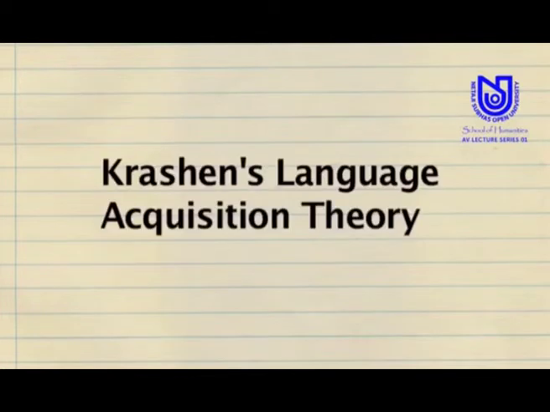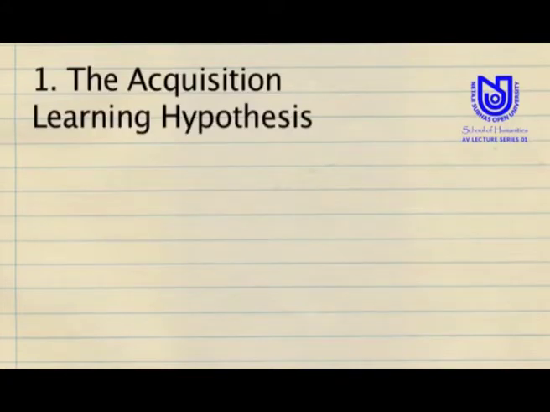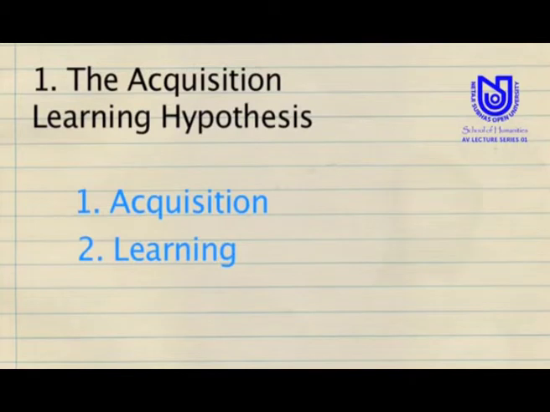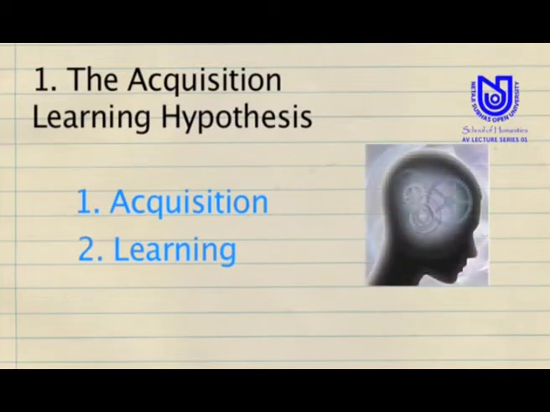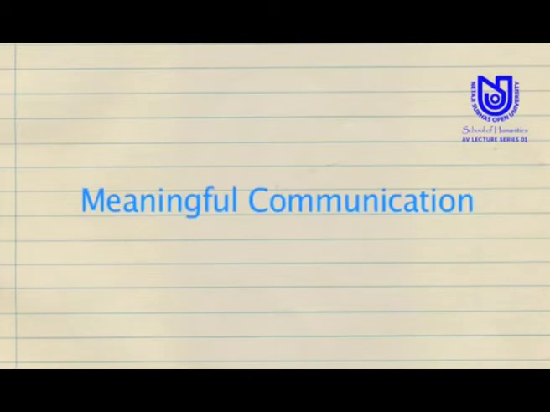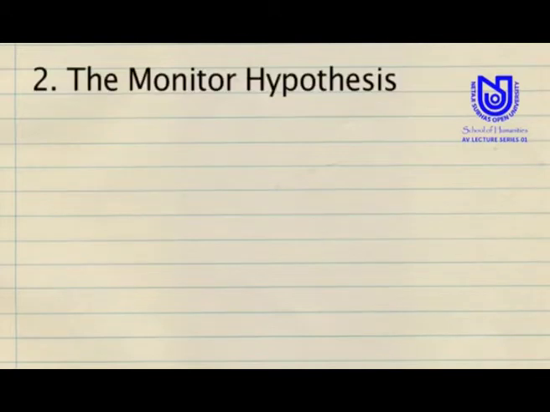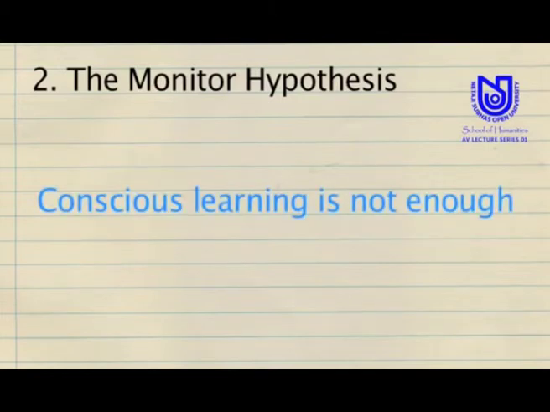Krashen language acquisition theory. The natural approach is based on Krashen language acquisition theory. Principal tenets of this theory are the following. The acquisition-learning hypothesis. There are two distinctive ways of developing competence in a second language: acquisition and learning. Acquisition is an unconscious process that involves the naturalistic development of language proficiency through understanding and using language for meaningful communication. The monitor hypothesis. Conscious learning can function only as a monitor that checks and repairs the output. Therefore, acquisition is always much better for learning.